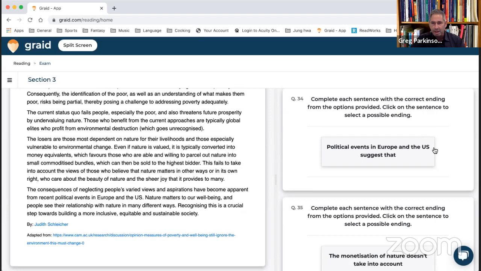And definitely Europe and the US were the right words to be scanning for, because hopefully at home you saw these two words just popped out to me off the page, right? So let's read that whole sentence beginning the. "The consequences of neglecting people's varied views and aspirations have become apparent from the recent political events in Europe and the US." So obviously that holds the answer. Now, what I haven't done is look at all of the sentence endings. What I'm doing is trying to comprehend the question first. Political events in Europe and the US suggest that. Now, I guess it's going to be something to do with neglecting people's views and aspirations, right?